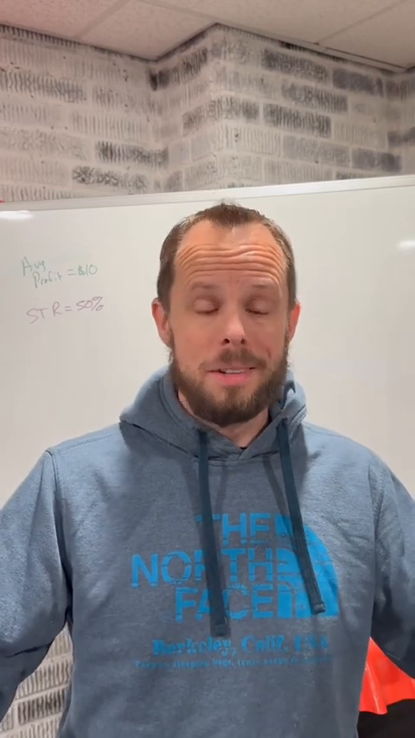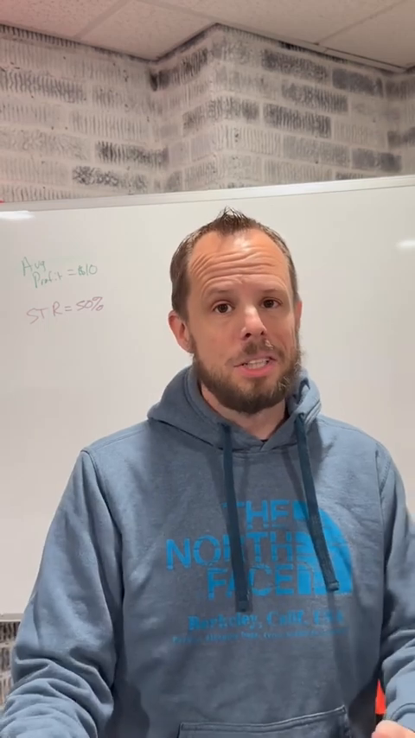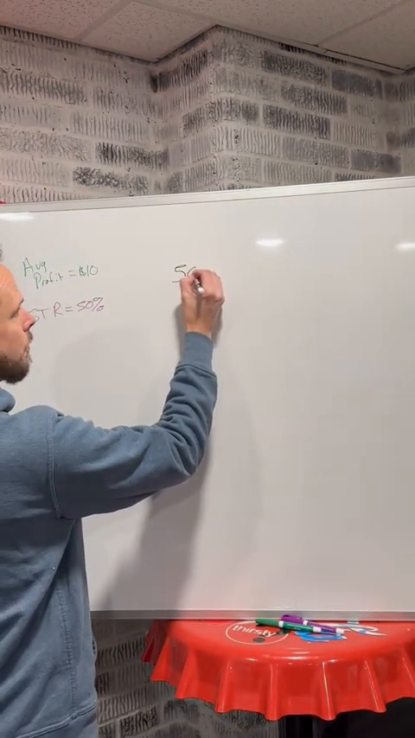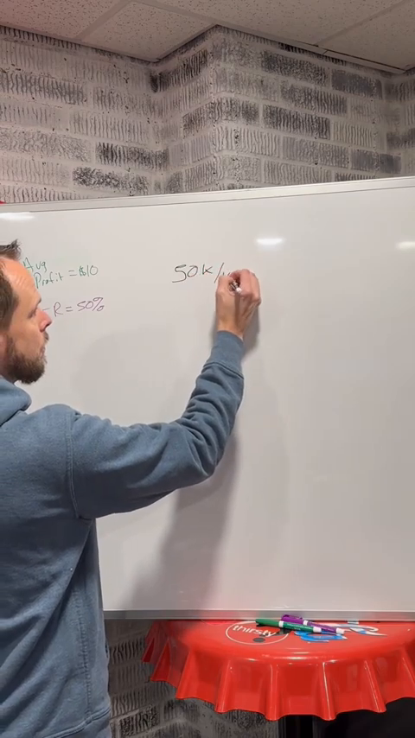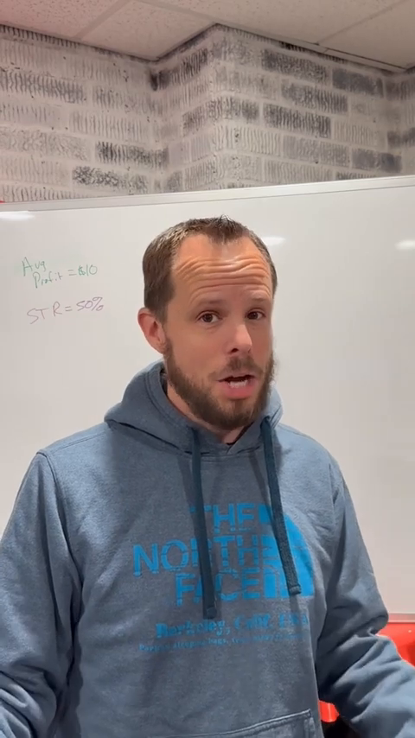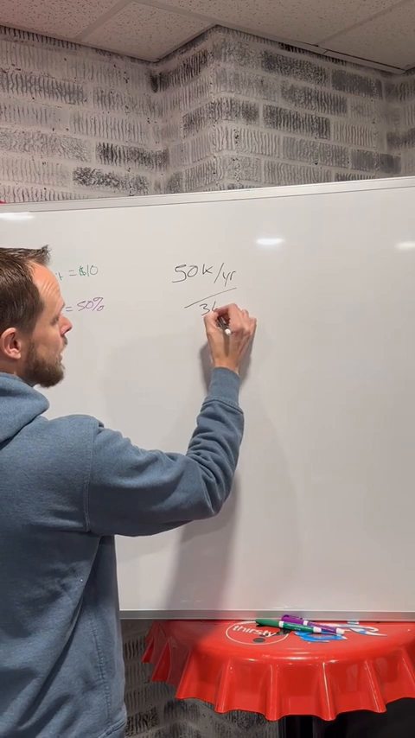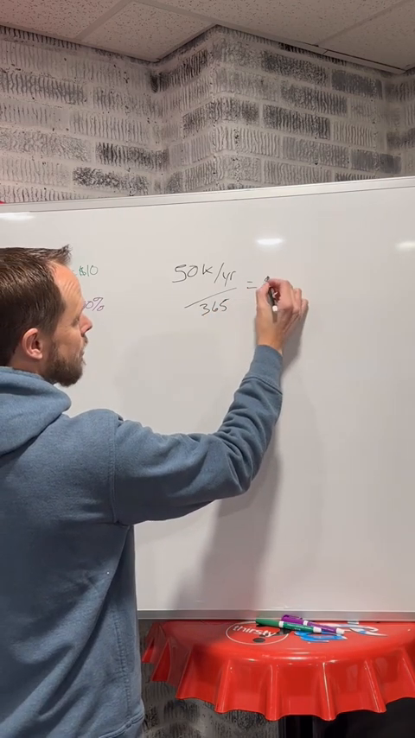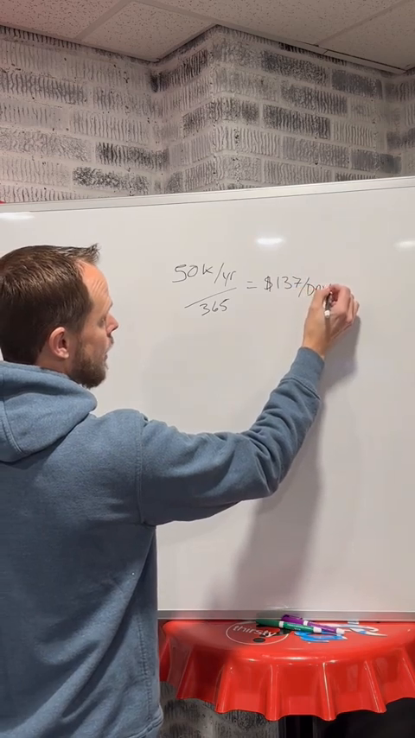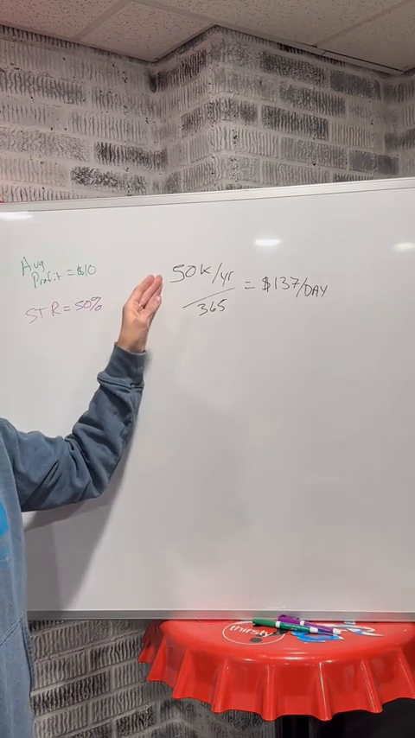Now it's the fun part. Let's figure out how much you have to sell every single day to make that full-time income. In our example, we're going to make $50,000 a year. Now, reselling is a 365-day a year job, so we need to take our 50K and divide that by 365. And this is going to give us $137 per day. That $137 is what you have to profit every single day to make $50,000 a year.